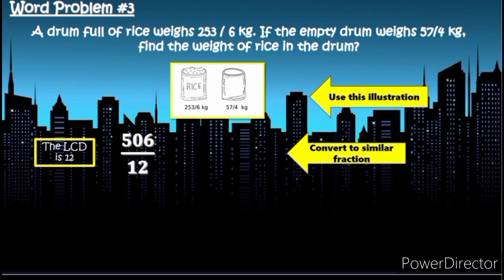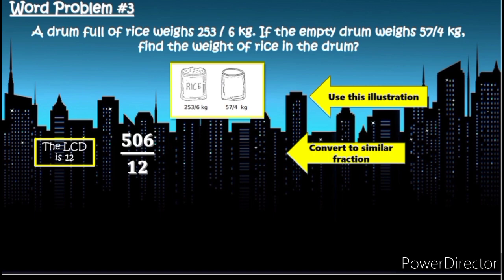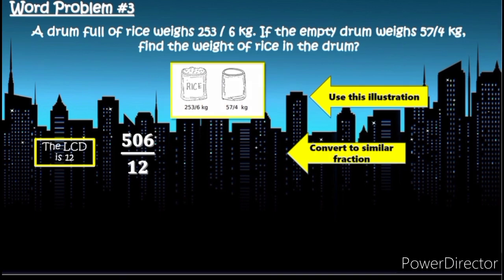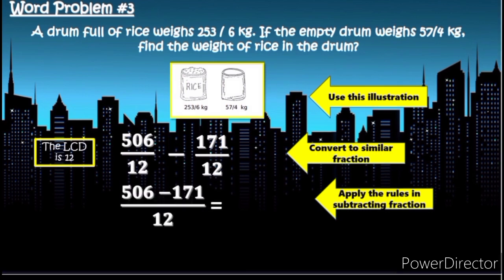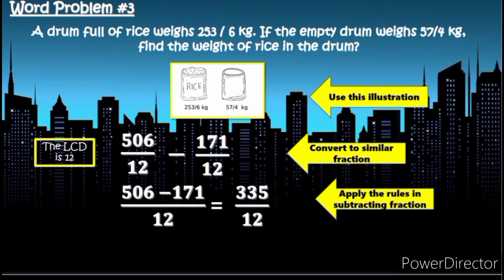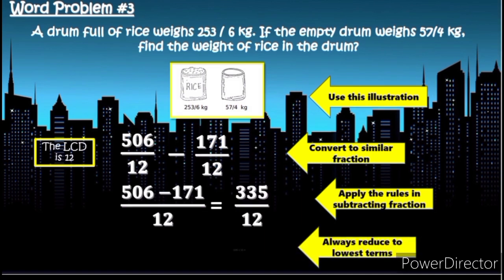253/6 kg will become 506/12, while 57/4 kg will become 171/12. Now apply the rules in subtracting fractions. 506 minus 171/12. We have 335/12. Now always reduce to lowest terms.